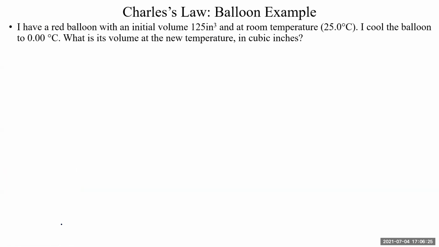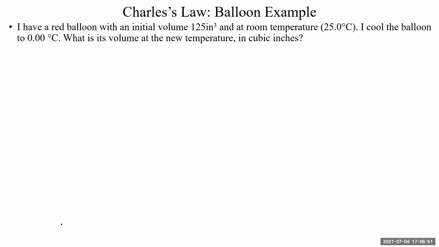I have a red balloon with an initial volume of 125 cubic inches. Now you'll notice with these simple gas laws, you can use any unit you want as long as you're consistent, other than temperature. Of course, temperature you should use kelvins, but for volume and pressure, you can use any units you want, but you have to use them consistently throughout the problem. Don't switch volume units, don't switch pressure units, or you're going to be off by the factor by which you need to convert them.